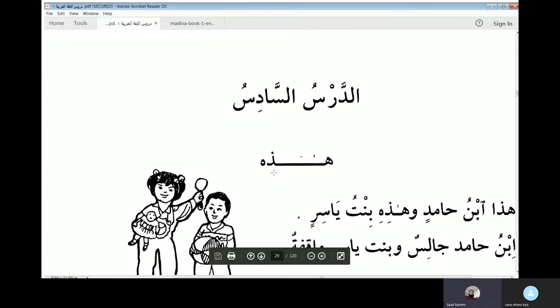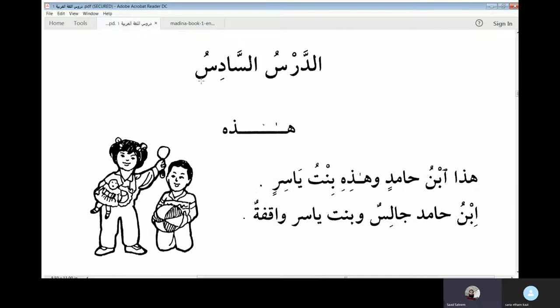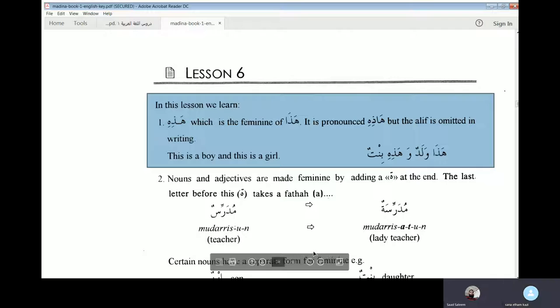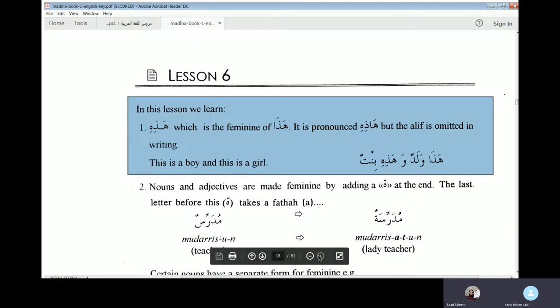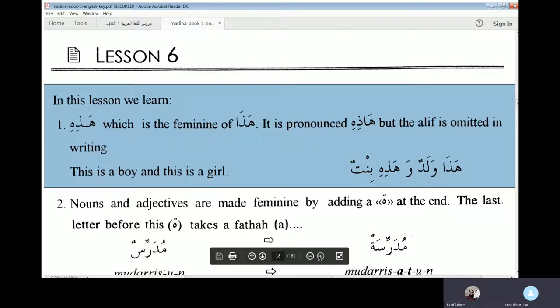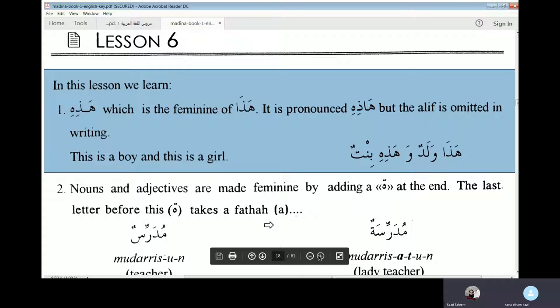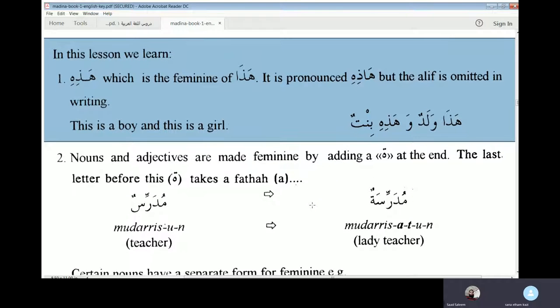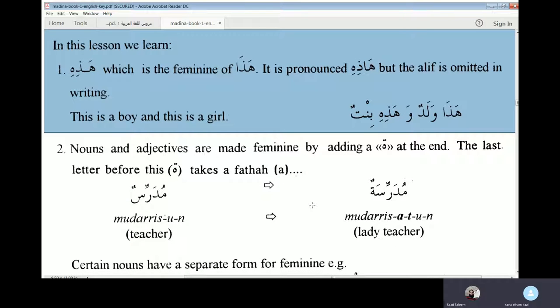Next we have Darsus Sadis, the sixth lesson. So here we have grammar. Mr. Mujaddid, read the first point. In this lesson, we learn hadhihi, which is the feminine of hadha. It is pronounced hadhihi, but the alif is omitted in writing. For example, hadha waladun wa hadhihi bintun. So for hadhihi, you don't write the alif after ha. This is a boy and this is a girl.